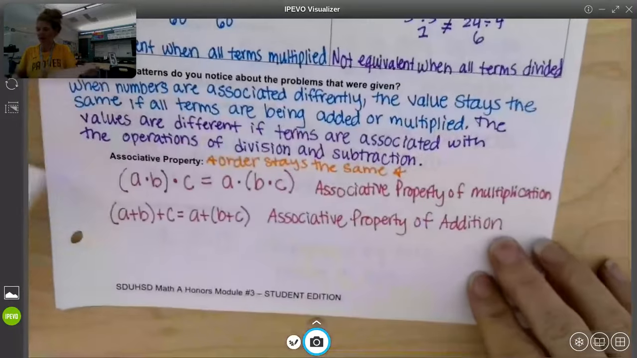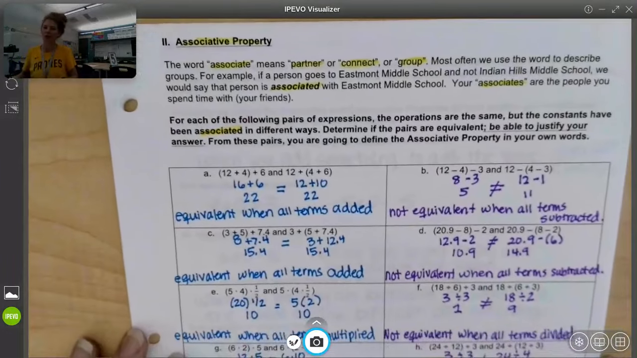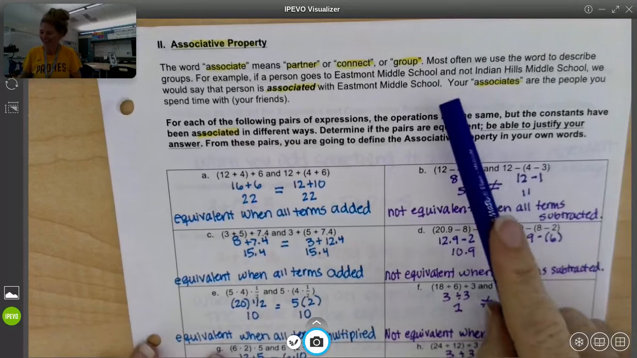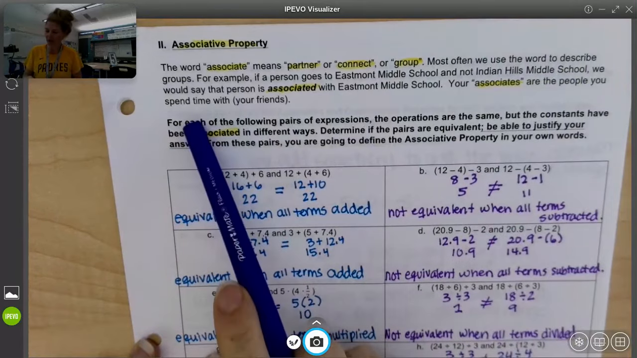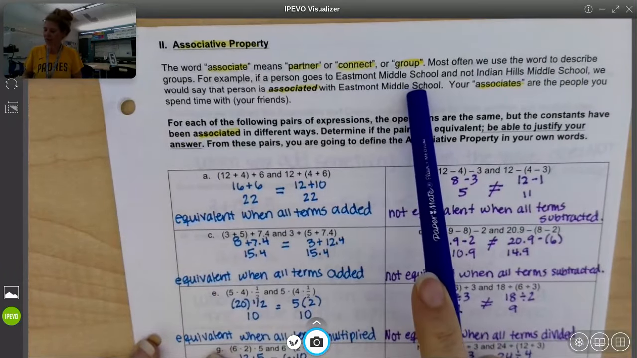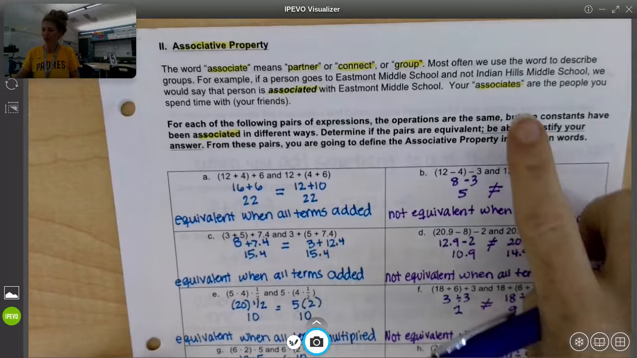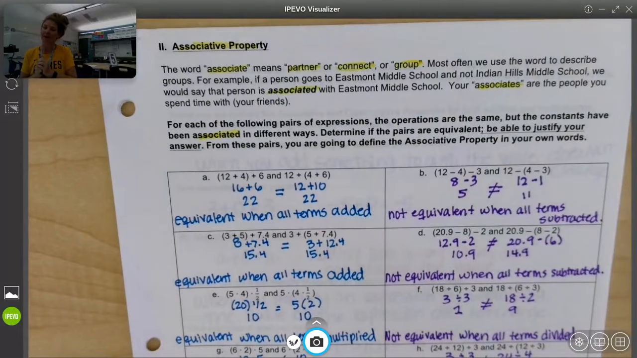Okay, the next property we're going to be looking at is the associative property. Associative property has S's and C's. That's what moves those parentheses. The word associate means partner or connect or group. So maybe you've heard of like a law group of like Bar and Associates, right? Most often we use the word to describe groups. If you went to Eastmont Middle School, you would be associated with Eastmont Middle School. Your associates are people you spend time with, your friends.